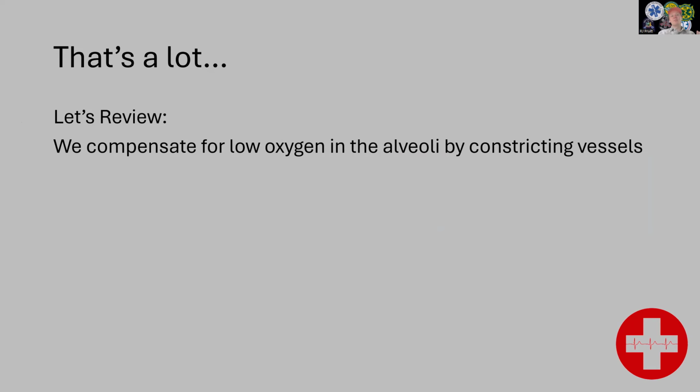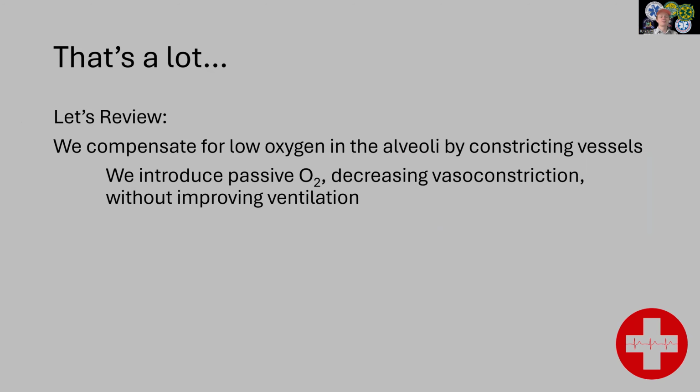Our body compensates for low oxygen levels in the alveoli by constricting vessels. That's our hypoxic pulmonary vasoconstriction. We introduce passive oxygenation, which decreases this vasoconstriction. It opens the blood vessels back up. It increases our Q, but our ventilation hasn't gotten any better. Our ventilation is still low, and we've basically worsened this mismatch.